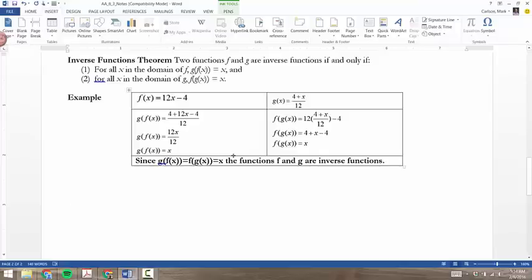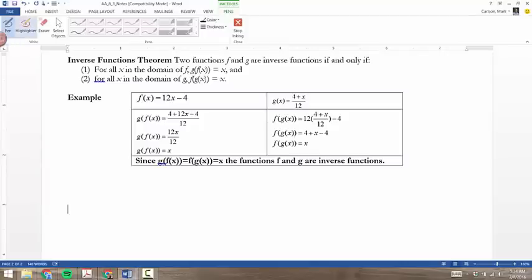Okay, so if you're asked to show that two functions are inverses of each other, this is the process that you're going to use. You're going to show that this statement is a true statement.